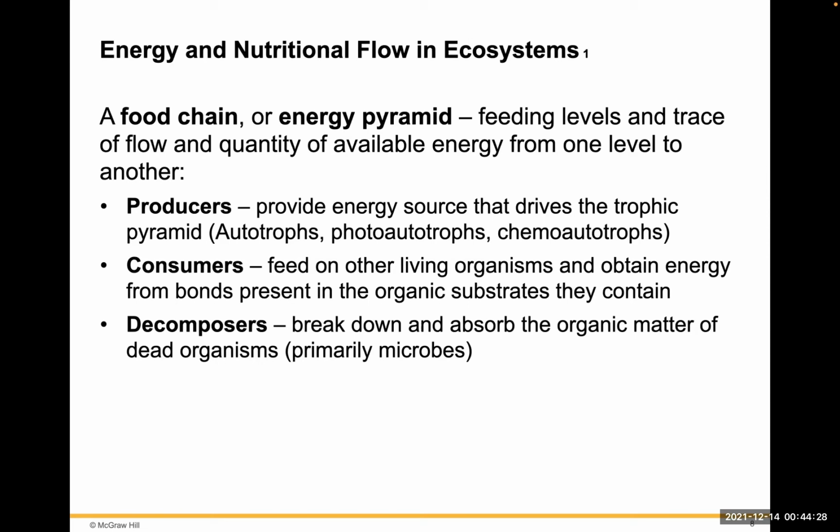Okay, you have producers, consumers, and decomposers. Producers provide energy that drives the trophic pyramid. You have autotrophs, photoautotrophs, and chemoautotrophs. It depends on how they make the energy and put it into the system. Consumers feed on other living organisms. Those obtain energy from the system and the organic substrate they contain. Right? And then you have decomposers, which break down and absorb the organic matter of dead organisms, primarily your microbes. So you have producers to make the energy, consumers that feed on that energy, and decomposers that break it down once those organisms die, and put it back into the circle.